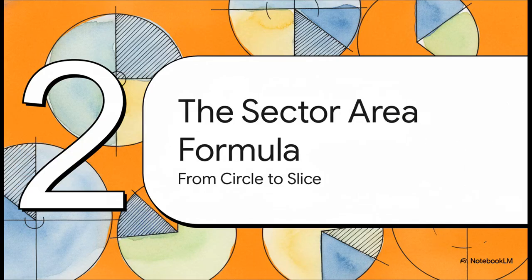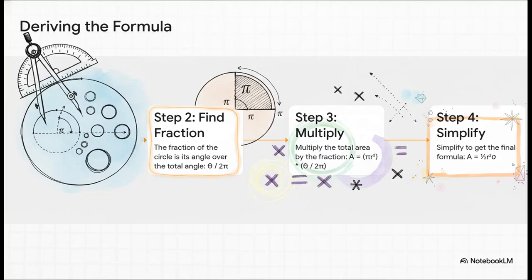All right, let's get to the good stuff. We're about to build this simple and kind of beautiful formula for finding the area of any sector. You know, this formula isn't just magic, it's totally logical. We all know the area of a whole circle, right? Pi r squared. Well, a sector is just a fraction of that circle. So how do we find that fraction?